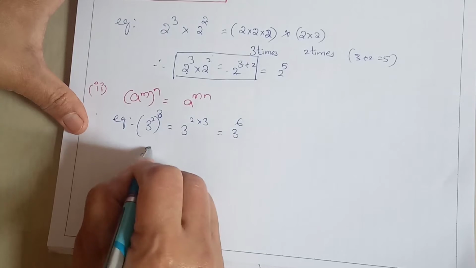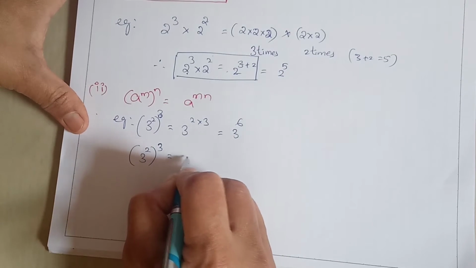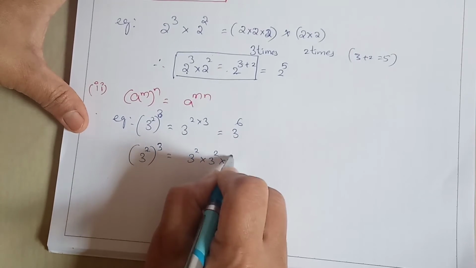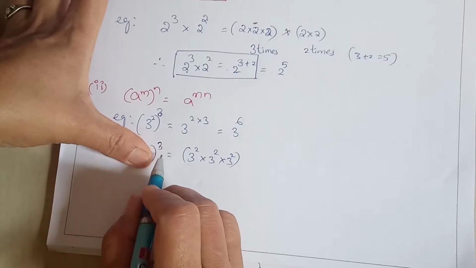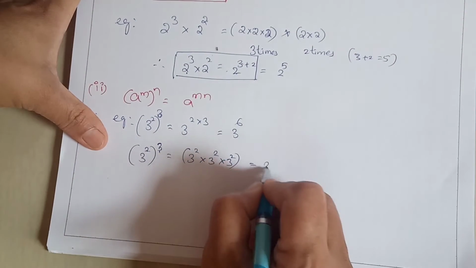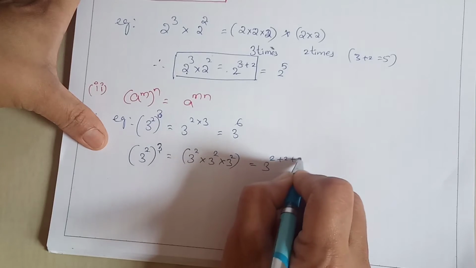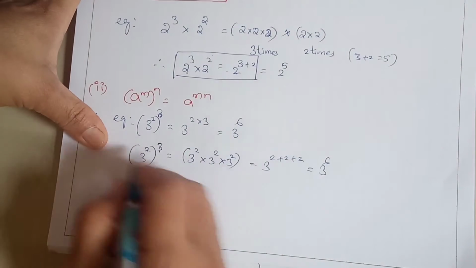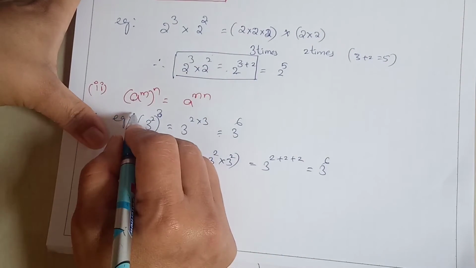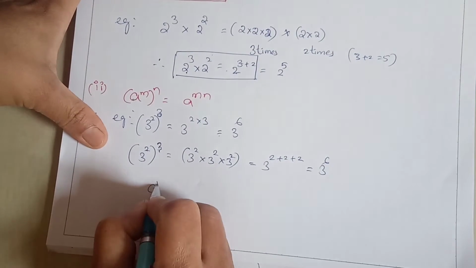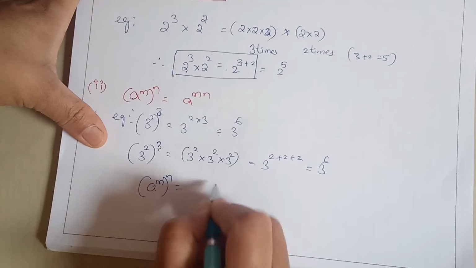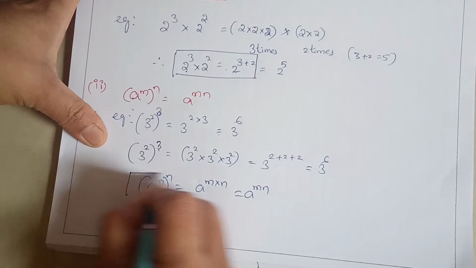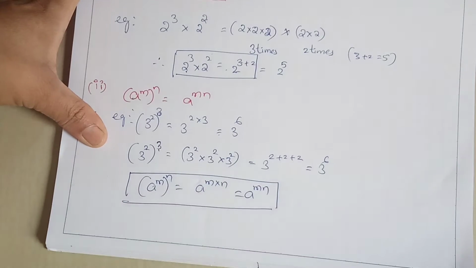This one also we can prove in another way. Like 3 square whole cube, no? So 3 square how many times? 3 times, because the whole power is 3. Now in the bracket, 2 plus 2 plus 2. What is the answer? 3 to the power of 6. So this is the formula we notice from the example: a to the power m whole to the power n is equal to a to the power m into n, that is a to the power mn. This is the second formula.